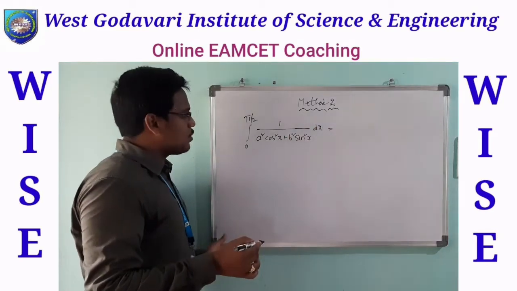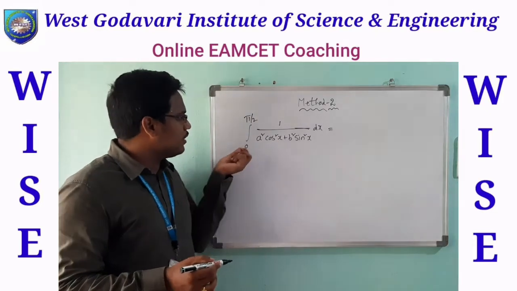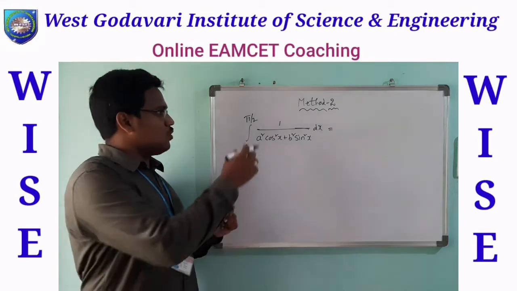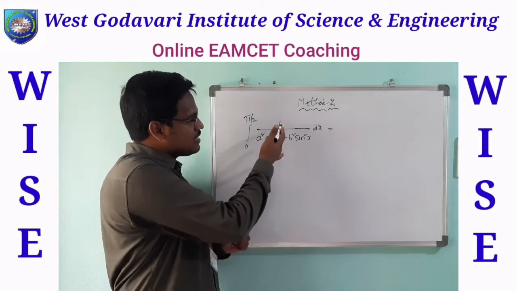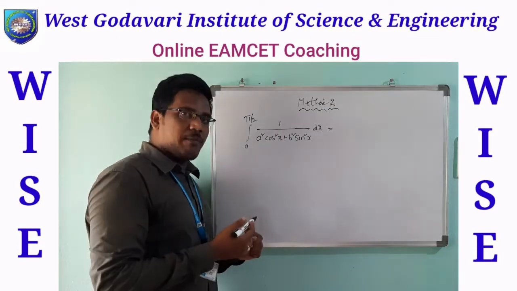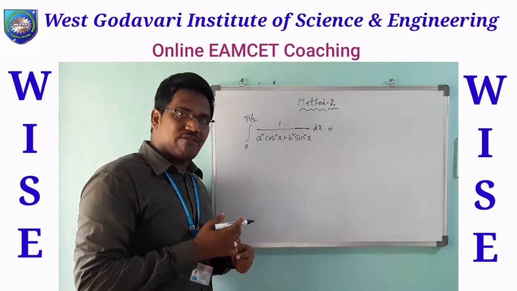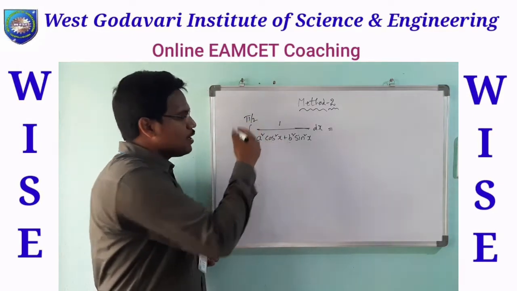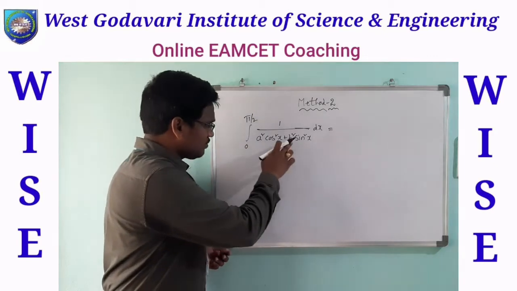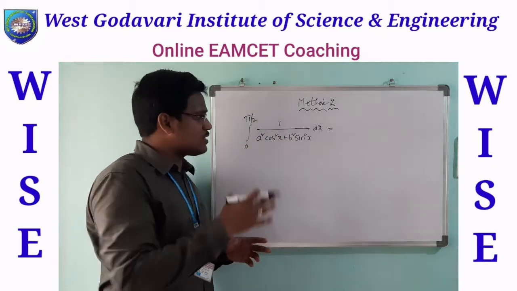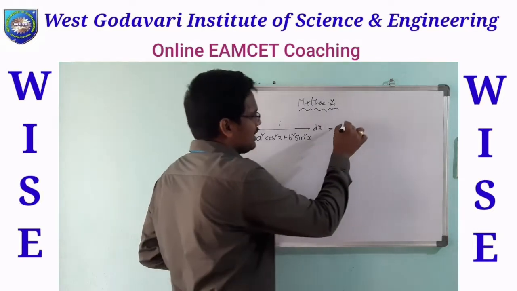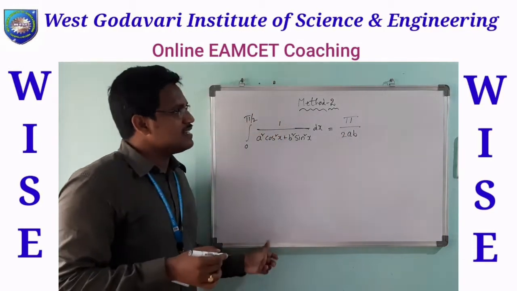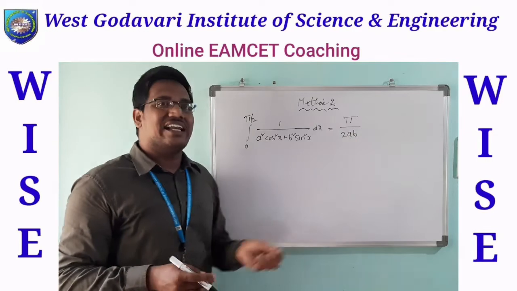Suppose the integration is in the form of integral from 0 to pi by 2. So 0 is the lower limit, pi by 2 is the upper limit. This is the rational form, in the form of 1 by (a square cos square x plus b square sin square x) dx. Here a and b values are constants. Then the result becomes pi by 2ab. Just substitute the a and b values in the result.